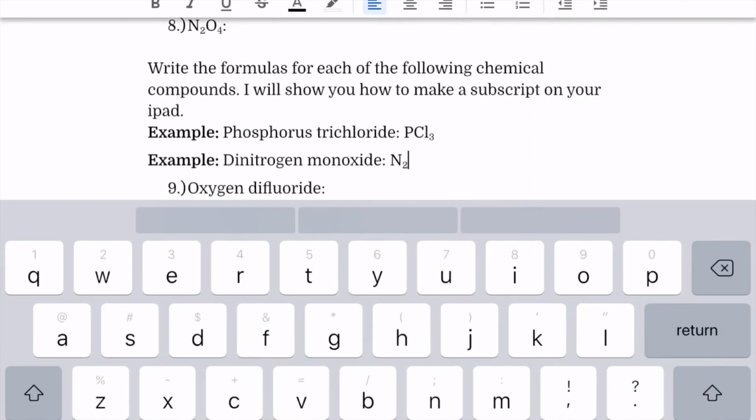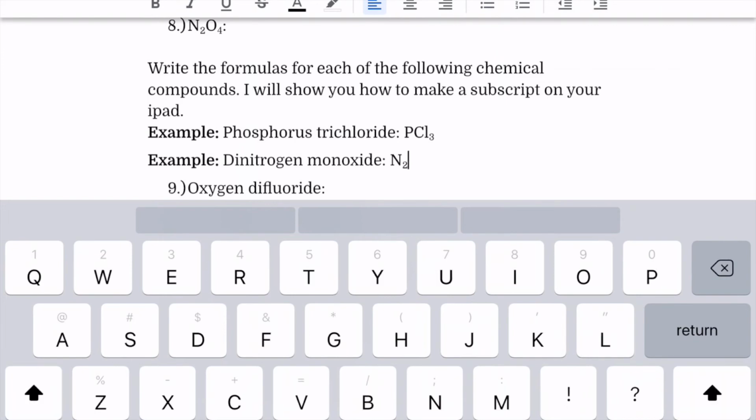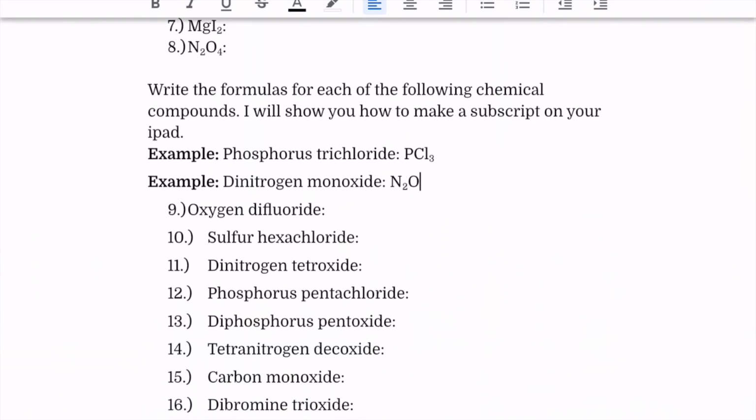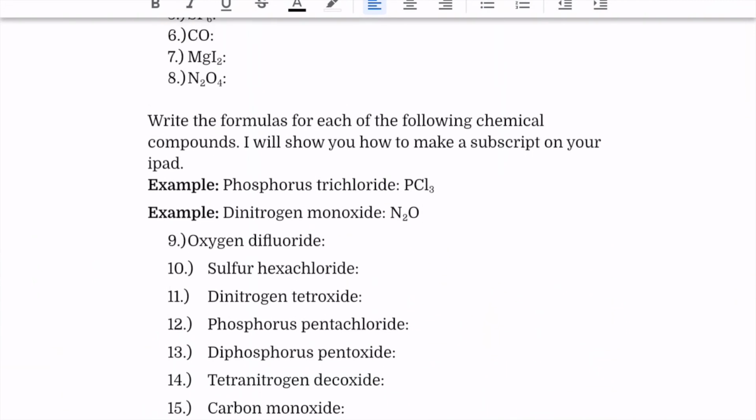And then monoxide, so oxide, remember, is O for oxygen. And because it has that mono in front of it, I do not need to write a 1. I can just leave it at O. If I have an O there, that means that there is 1 O. So if you see anything that has monoxide in it, you do not have to put a 1. Please keep that in mind.